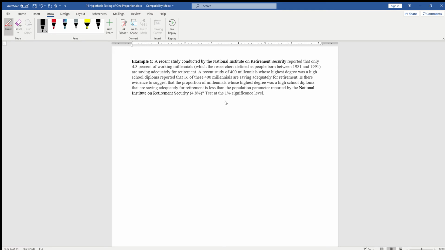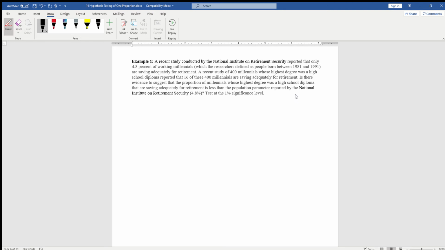In a recent study of 400 millennials whose highest degree was a high school diploma, it was reported that 16 out of 400 millennials are saving adequately for retirement. Is there evidence to suggest that the proportion of millennials whose highest degree was a high school diploma that are saving adequately for retirement is less than the population parameter reported by the National Institute on Retirement Security? Test this at the 1% significance level.